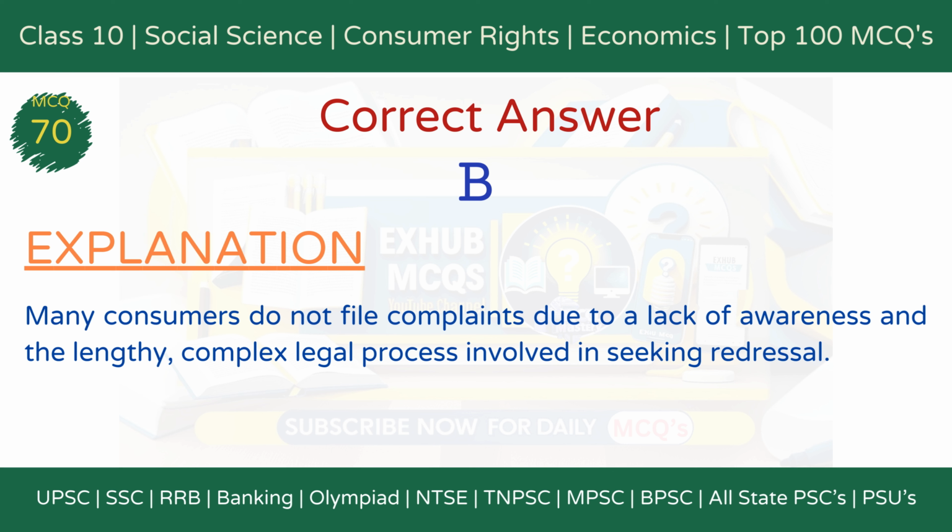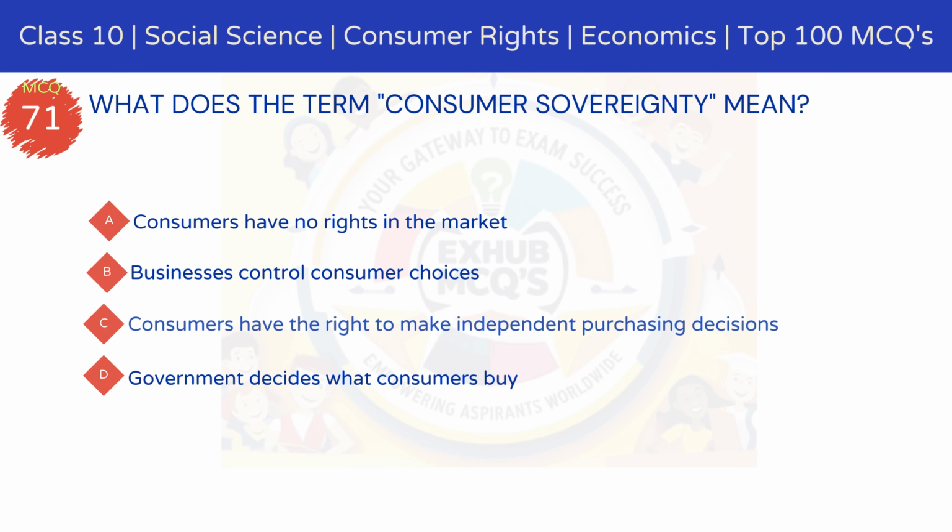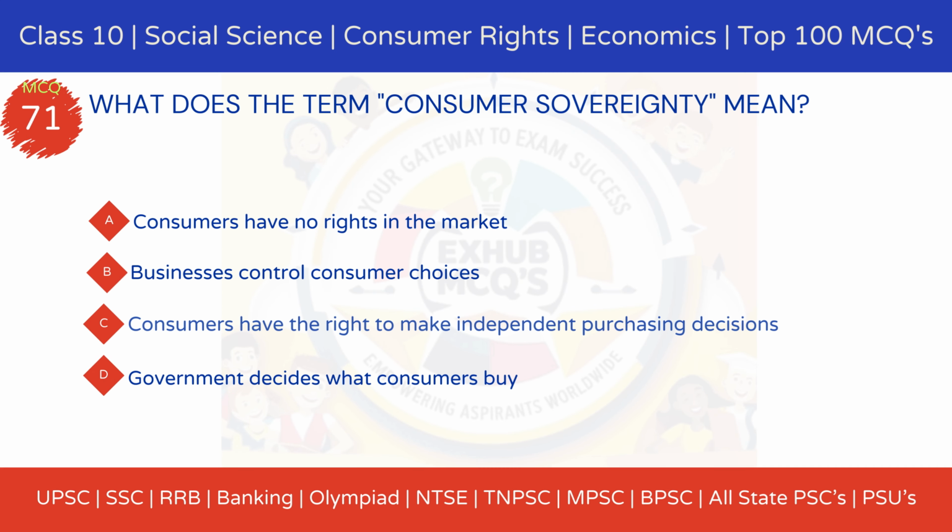Explanation: many consumers do not file complaints due to a lack of awareness and the lengthy, complex legal process involved in seeking redressal. MCQ 71. What does the term consumer sovereignty mean? Option A, consumers have no rights in the market. Option B, businesses control consumer choices. Option C, consumers have the right to make independent purchasing decisions. Option D, government decides what consumers buy.